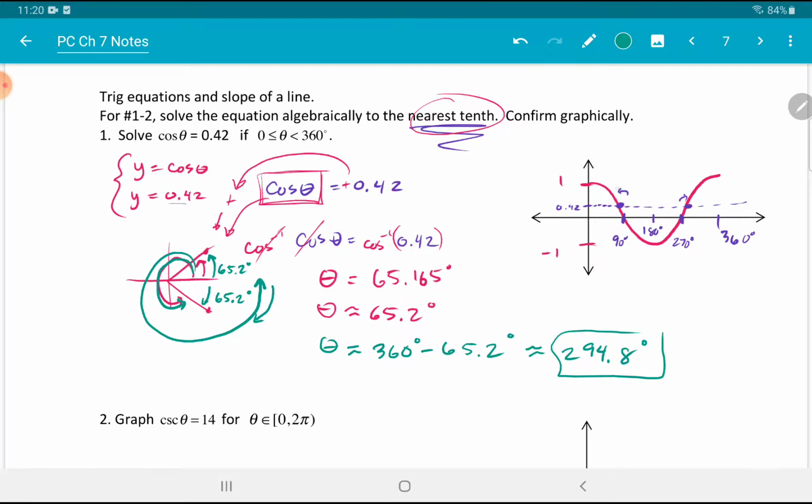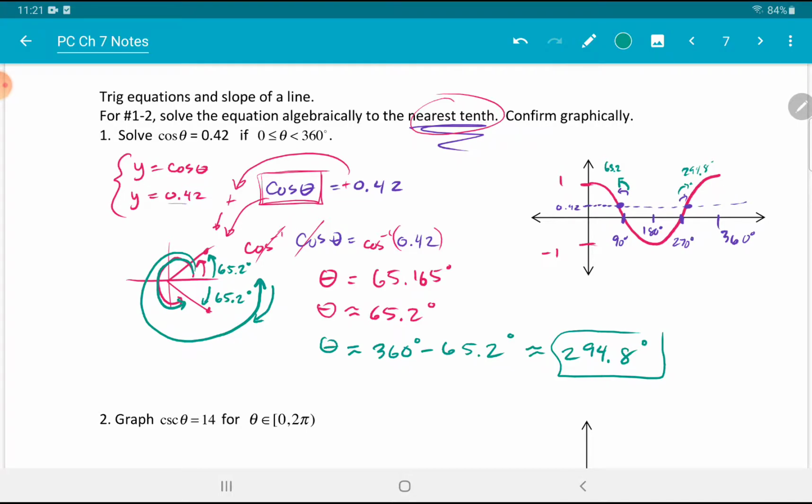Okay, and so you can see here, based on the diagram, it matches up. 65.2 is a little shy of 90 degrees, right? And also 294.8 takes us a little bit past 270 degrees as well. So it looks like graphically we have verified what we found algebraically here.